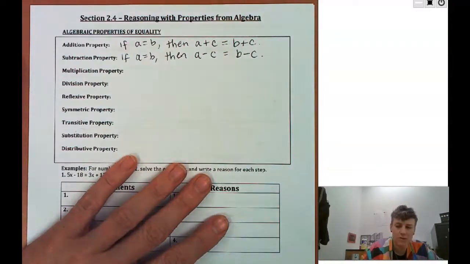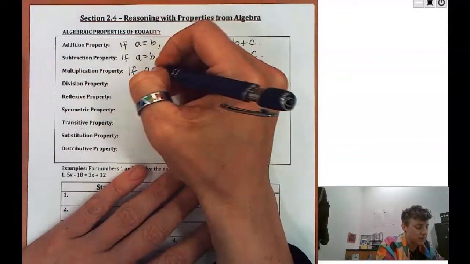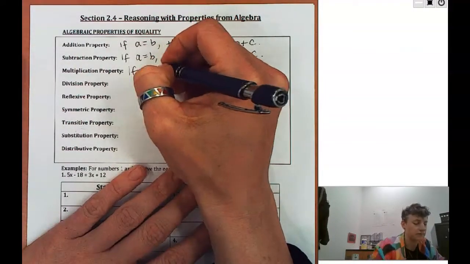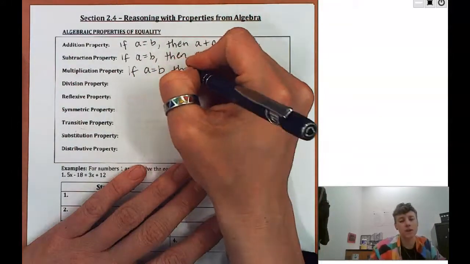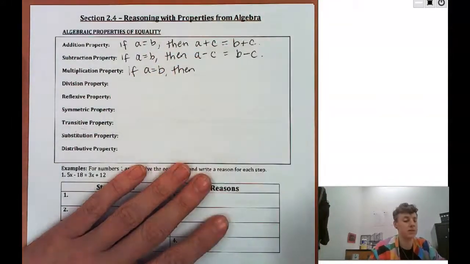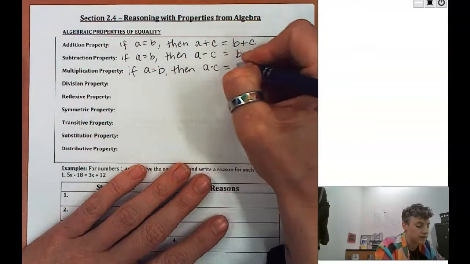The multiplication property, what do you think we're going to do? Yeah, we're going to multiply. We got to start out with this. If the left side of an equation equals the right side, then it's totally fine if we multiply both sides by the same number. A times C equals B times C.